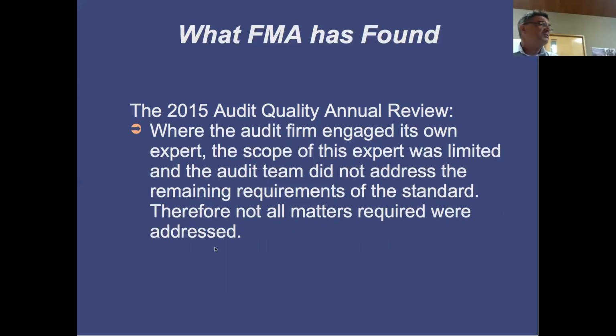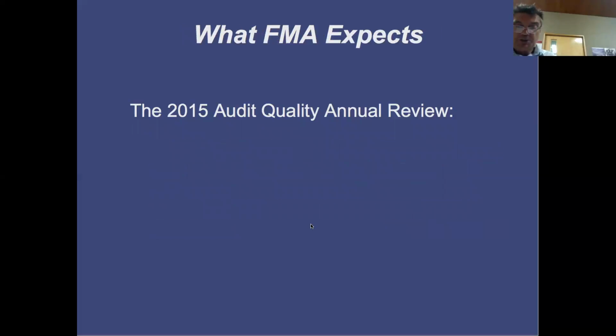And sometimes, unfortunately, this wasn't illustrated with an example, the scope of the expert was limited, and the audit team did not address the remaining requirements of the standard. So this, I suspect, is that T's weren't crossed and I's weren't dotted, and of course FMA reviewers are famous for requiring all T's to be crossed and I's to be dotted. So that's what the FMA found, that auditors weren't doing it quite right.